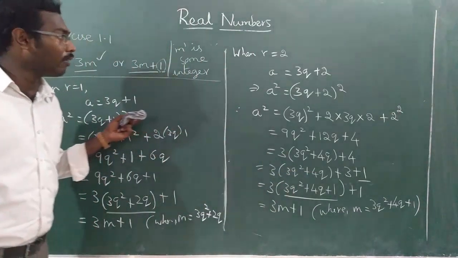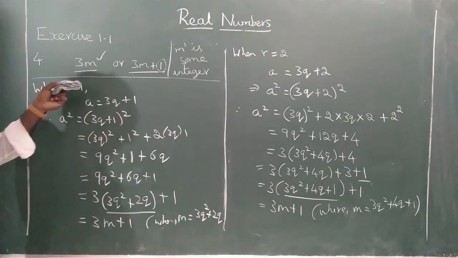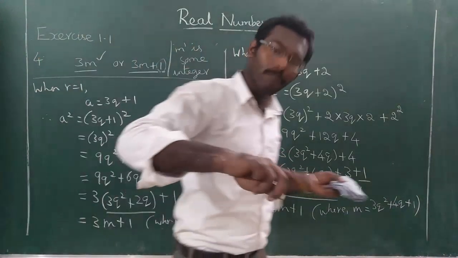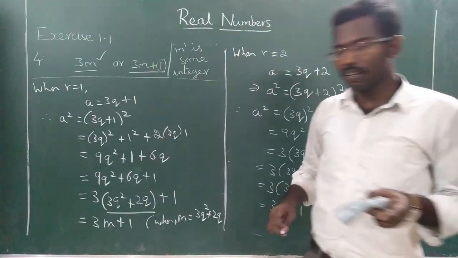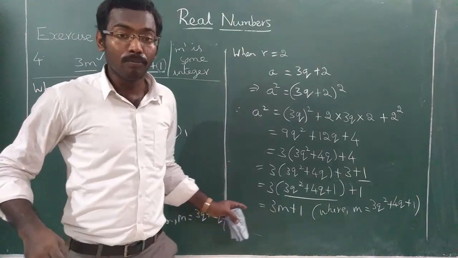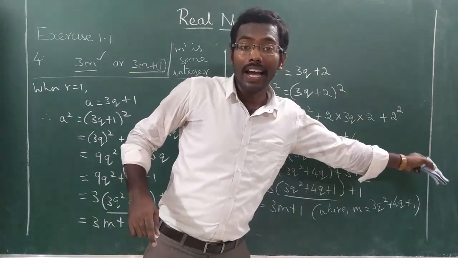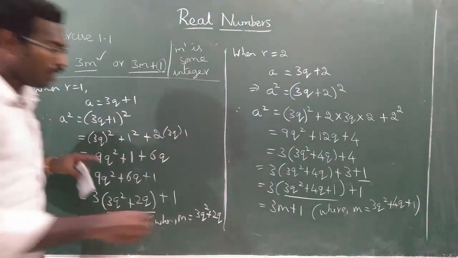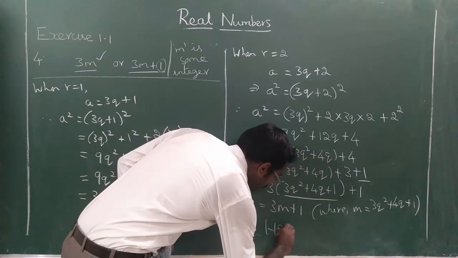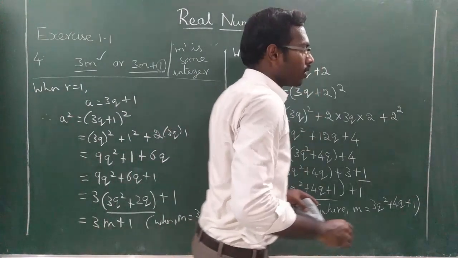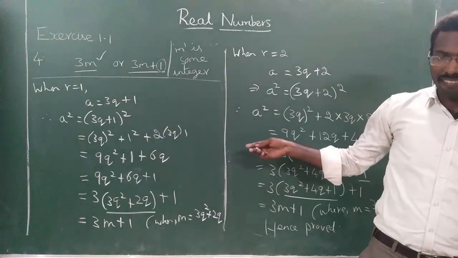That's all. Thus, we have proved that the square of any positive integer is of the form 3m or 3m plus 1. Okay, so you can write the final statement fully. Thus we prove that the square of any positive integer is of the form 3m or 3m plus 1. Hence, true. That's all. Hence, okay, so this can be asked in a 3-mark question.